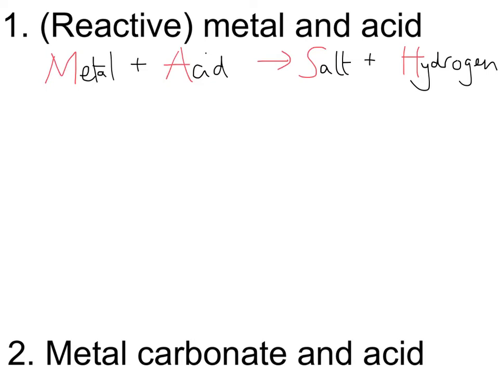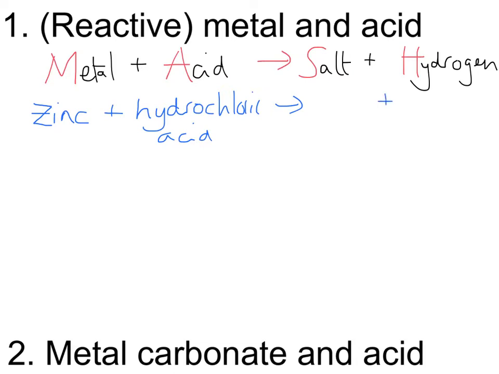So, if we take an example, let's say we take a reactive metal such as zinc, and I react that with hydrochloric acid, then it makes a salt and hydrogen because it's reactive enough.